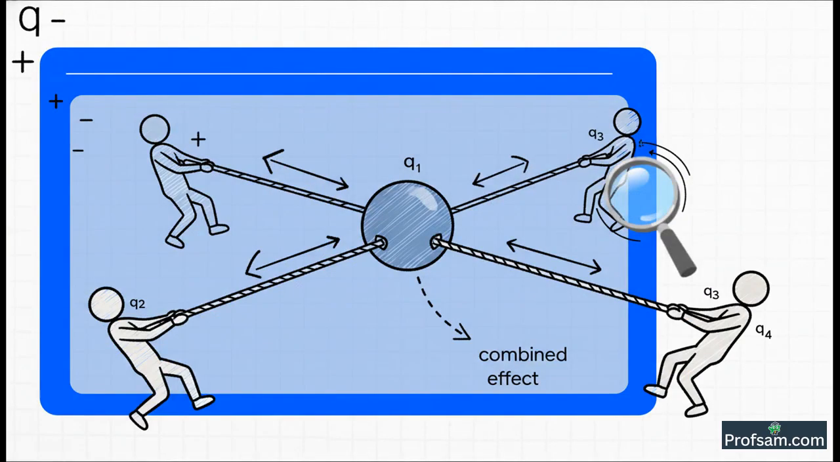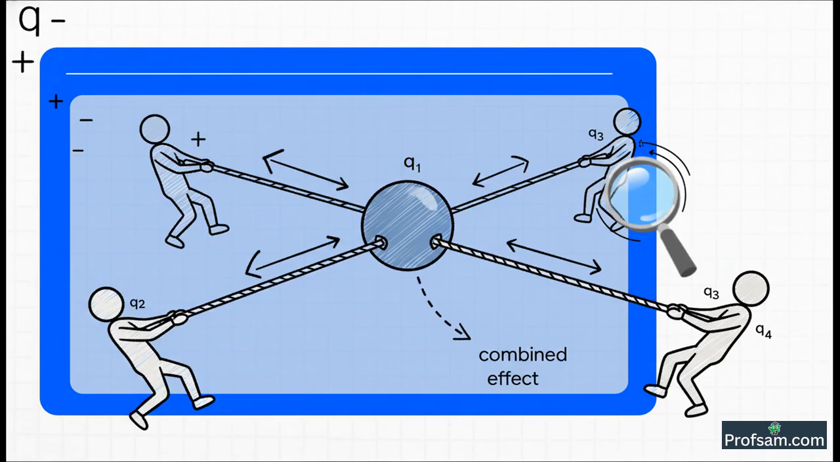To really get this, let's picture a game of tug-of-war, okay? Imagine our charge, Q1, is a ball right in the center. All the other charges, Q2, Q3, Q4, are like players, each pulling on the ball with their own rope in their own direction. Now tell me, where will the ball move? Obviously, it depends on the combined effect of all the pulls, isn't it?